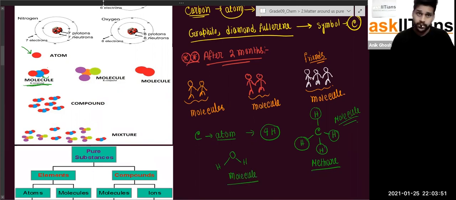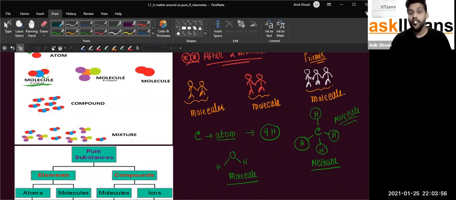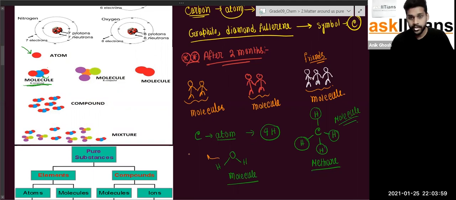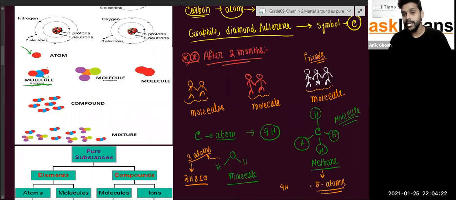If someone asks you, in a water molecule, how many atoms are there? What would be your answer? Your answer would be 3 atoms. What are the atoms? 2 hydrogen atoms and 1 oxygen atom. Similarly, in methane, there are 5 atoms: 4 hydrogen and 1 carbon. Together they're making 5 atoms. Getting it? Clear?